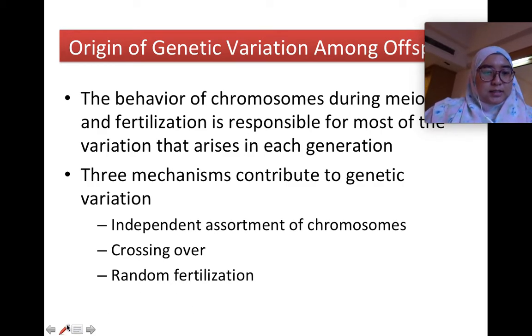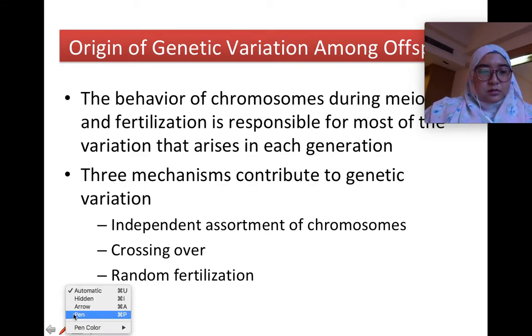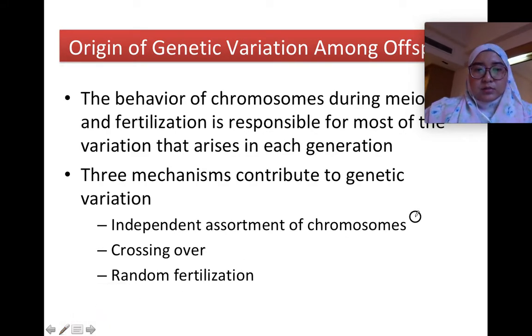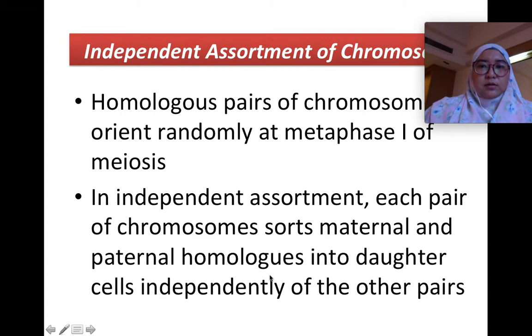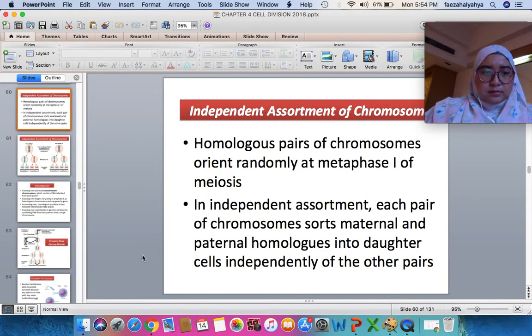So I lukiskan lagi kat sini. Sorry, this one lah. This one occurs independent assortment waktu metaphase. Tapi I tulis metaphase 1 satu je lah. Crossing over waktu prophase 1. Random fertilization, I think it occurs during telophase 1 kot. Nanti kita tengok. Okay, sorry I tak ingat yang tu. Alright, so first we look at this independent assortment. During independent assortment, saya kecilkan sikit.